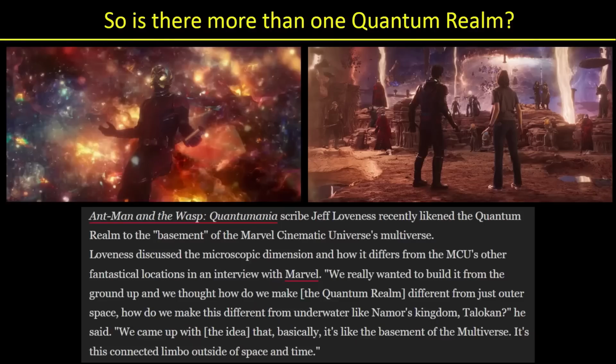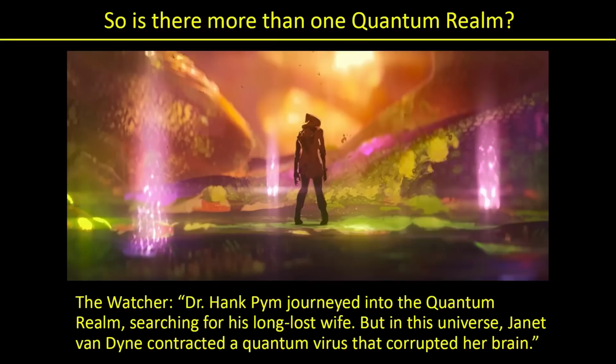It's this connected limbo outside space and time. And of course, in the movie, Janet also says it's outside space and time. She uses that same basic quote. So I think he's really saying there is one quantum realm for the entire multiverse. And it kind of makes sense because it's outside of space and time. So why would there be a ton of quantum realms? However, I got to bring this up because somebody's going to mention in the comments if I don't.